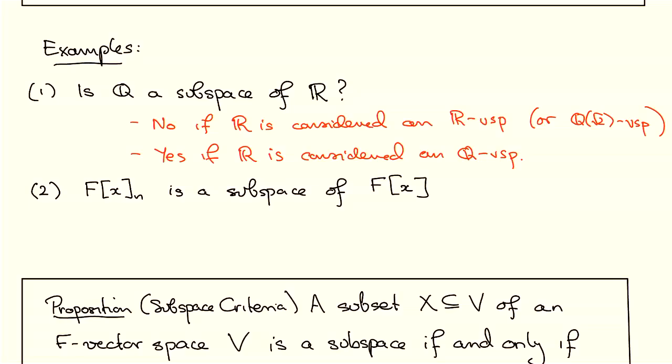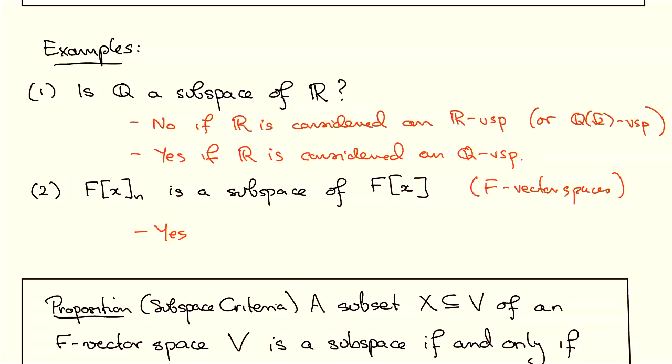Is Fn a subspace of this guy? Well, yes. There's no ambiguity here. They're both F vector spaces. This is a situation where there's no other natural thing I could be taking here.